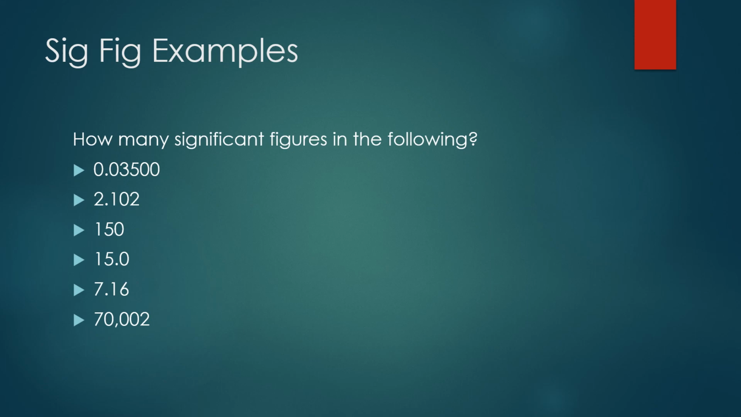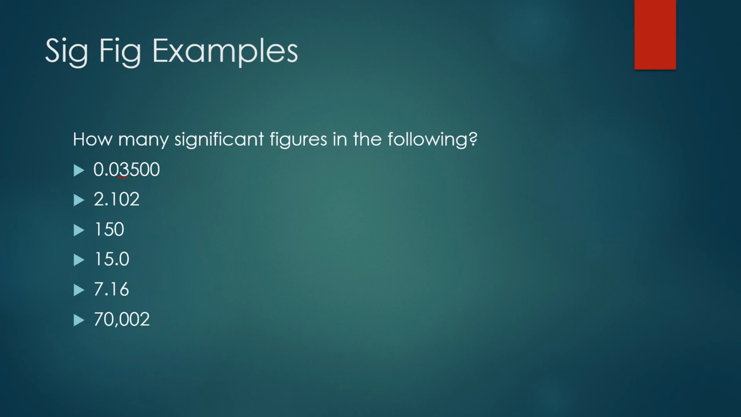Let's apply these rules to count how many significant figures are in the following. So looking at the first one, we start counting. Remember, the first rule is you start counting at the first non-zero number. So 0.03500. Which number is the first non-zero number you encounter? You always go from left to right. The first non-zero number would be this number 3 here.